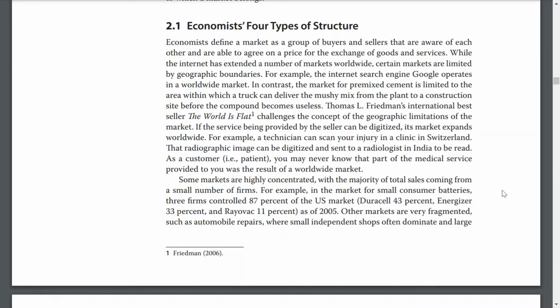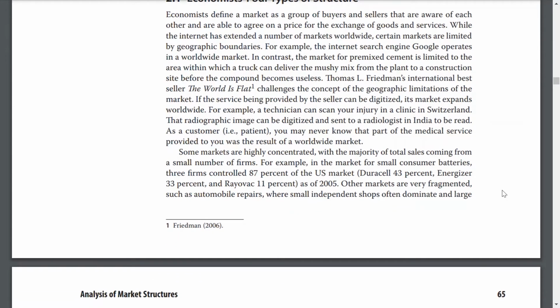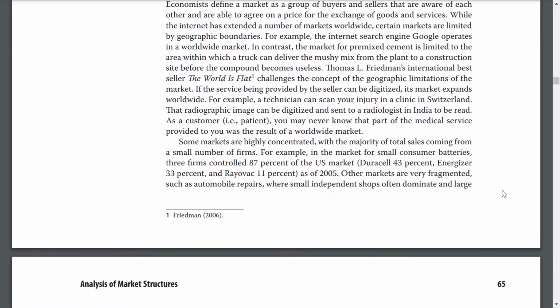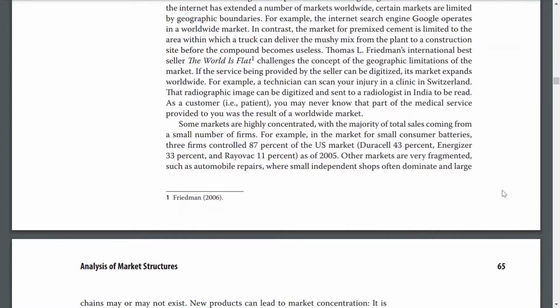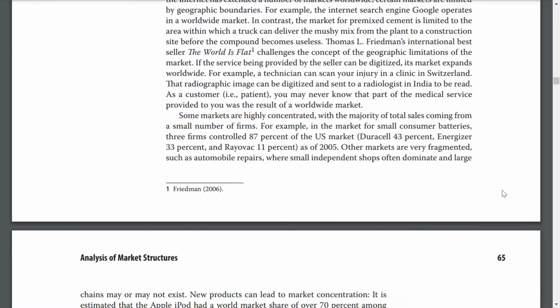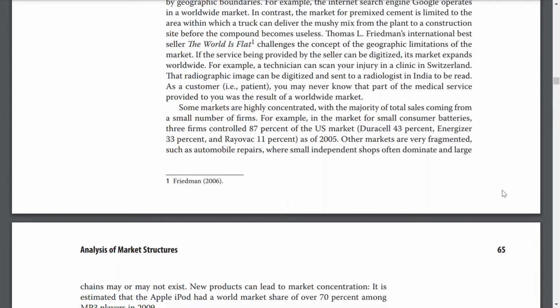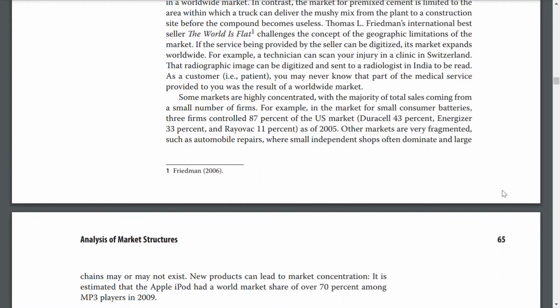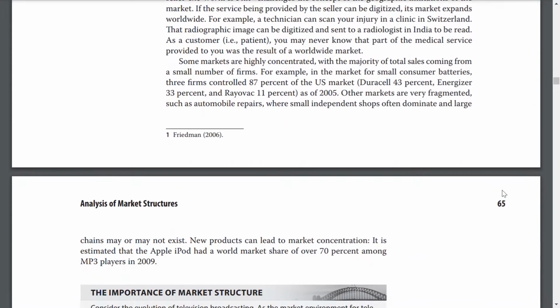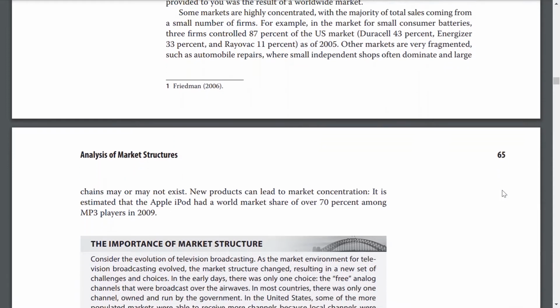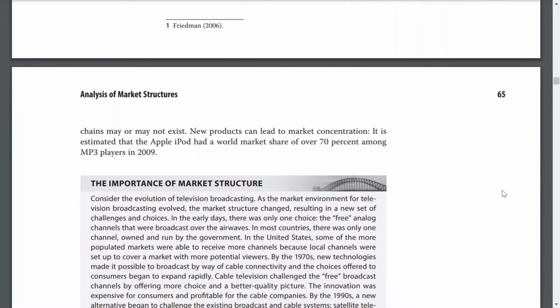Some markets are highly concentrated, with the majority of total sales coming from a small number of firms. For example, the market for small consumer batteries: three firms control 87% of the U.S. market, Duracell 43%, Energizer 33%, and Rayovac 11%, as of 2005. Other markets are fragmented, such as automobile repairs, where small independent shops often dominate. The large chains may or may not exist. New products can lead to market concentration.